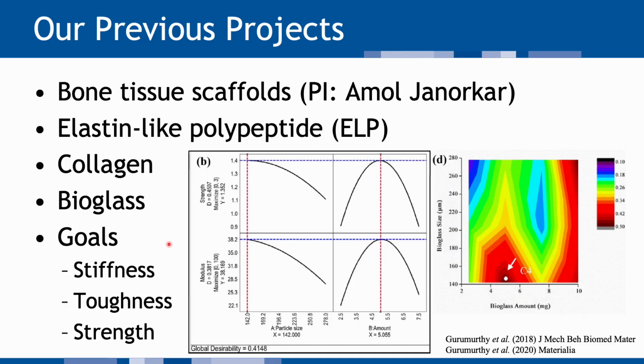In the second phase of this project, after we had optimized the ratio of the polymer components, we added bioglass to the scaffolding material and varied the amount of bioglass and the size of the bioglass particles to find together a formulation that again has the highest stiffness, toughness, and strength.